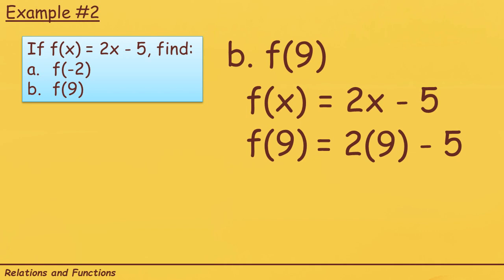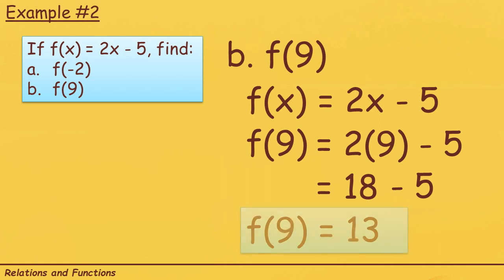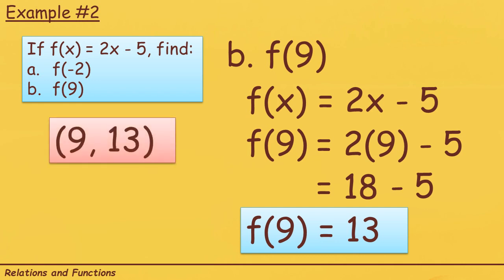2 times 9 is 18. Minus 5, that is 13. F of 9 is equal to 13. So kung kukunin natin yung ordered pair nito, ito ay magiging 9, 13. X natin ay 9, ang Y natin is 13.